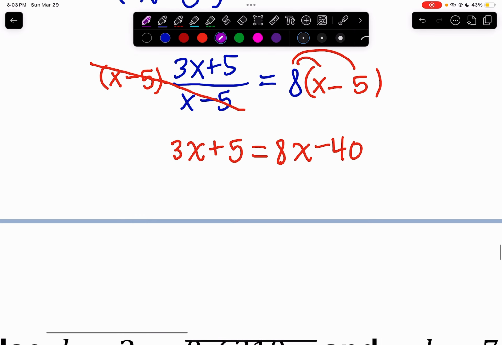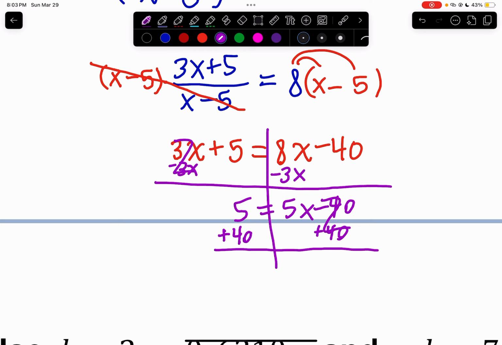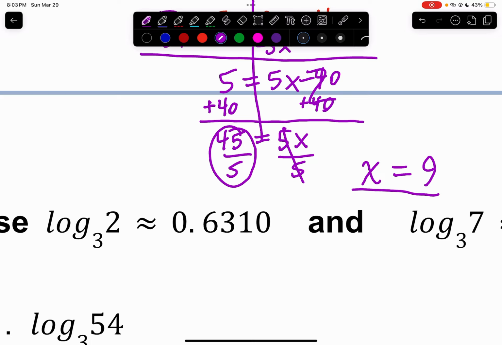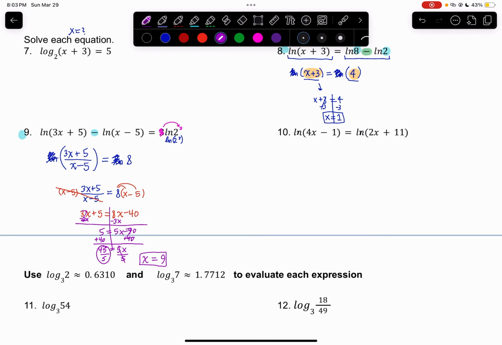Okay, now we're back in 7th grade now. Minus 3x, so I've got 5 equals 5x minus 40. So then plus 40, plus 40. 45 equals 5x. Dividing by 5 reveals that x is equal to 9. Done. Okay, I'll let you try 7 and 10.